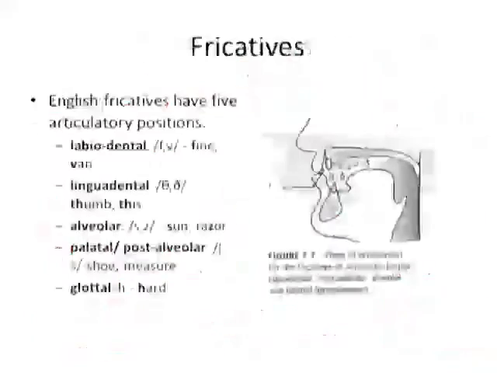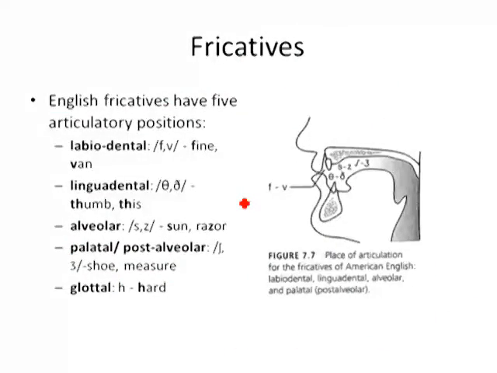The next thing we're going to talk about, I'm going to briefly start here, but I'm going to probably continue this in the next lecture, is fricatives. Fricatives have 5 articulatory positions. What are they? Some of the fricative sounds are the f and the v, the fan and the van.